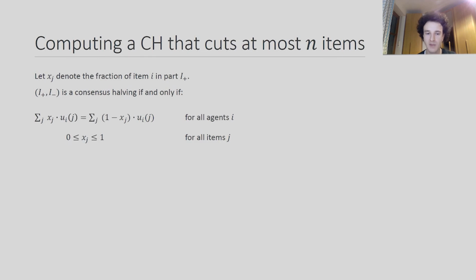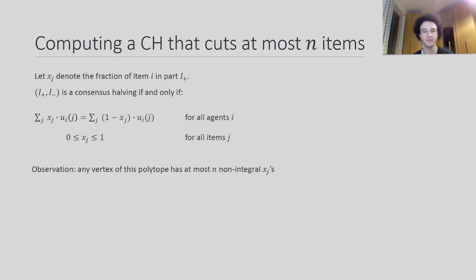So this first line just encodes that for all agents i, they should believe that the two parts have the same value. And the important thing here is that this is a system of linear inequalities and equalities, which means that it's a polytope. So the set of all consensus halvings is a polytope. Obviously, we don't want to find just any consensus halving. We want one that uses at most n cuts.